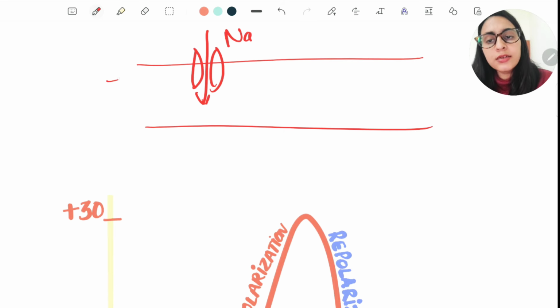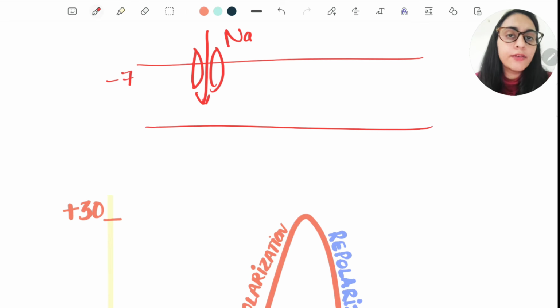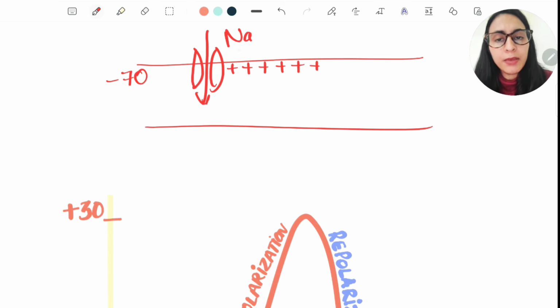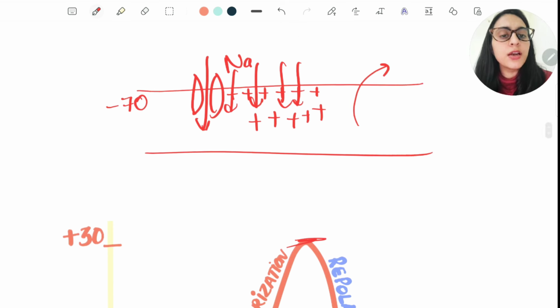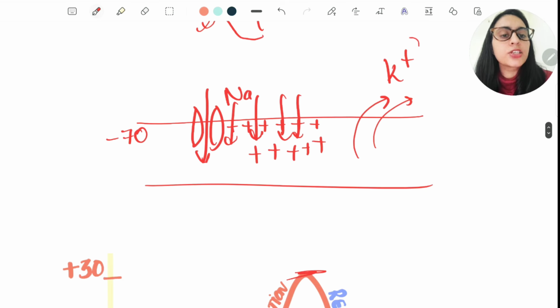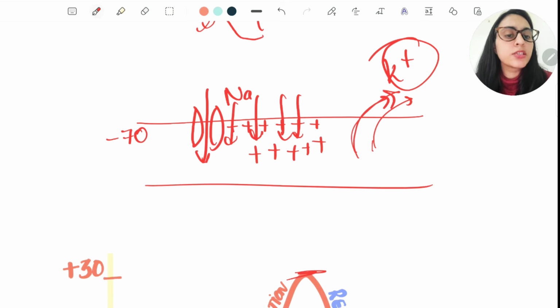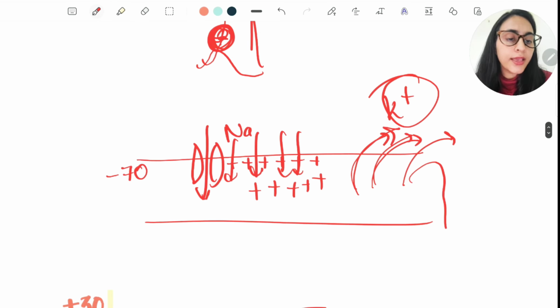So since earlier there was a negative RMP, minus 70, because sodium is coming in, the charge of the cell membrane is becoming positive. Now what happens, till the sodium comes, the membrane is going to be positive, positive, positive and more positive till it reaches the peak. Then potassium starts going out. Since potassium is also a positive charge, the positive charge starts leaking, there is exit of the potassium, and that is the reason the membrane comes to the negative side again.